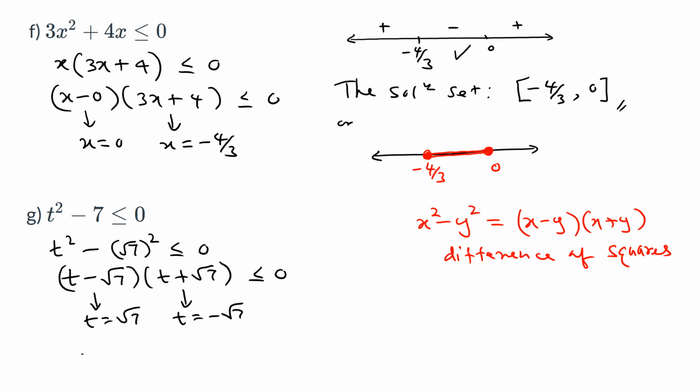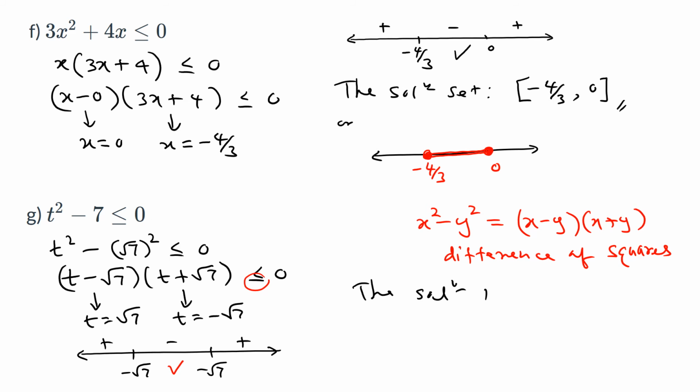And then we're going to put them on the number line. The negative square root 7, positive square root 7. And by the argument, we know that's positive, negative, positive. So what we are looking for is negative, that means in between the two numbers, that means here, and including the corners because of the equal sign. So the solution set goes from negative square root 7 comma to positive square root 7. That's the solution set, which is an interval, a closed interval.